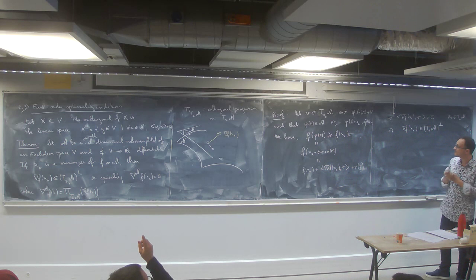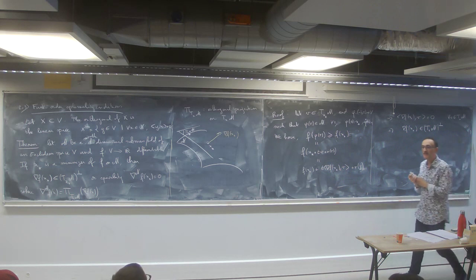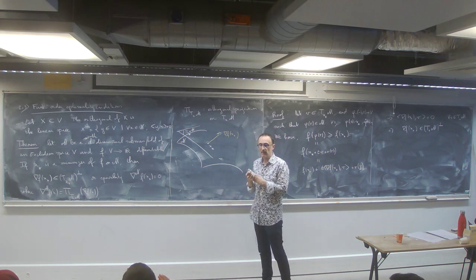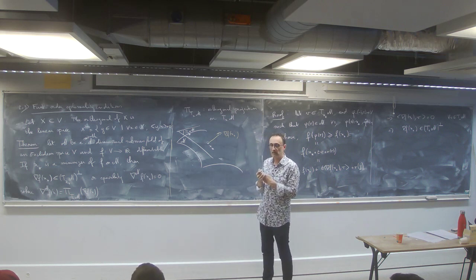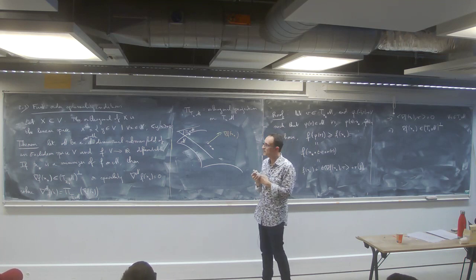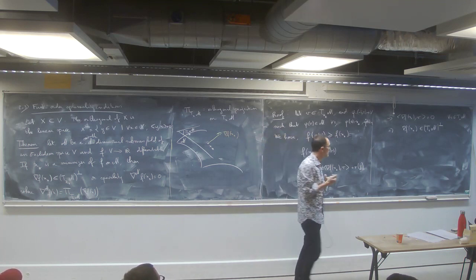Other questions? Yes? Simply put, could we say that because x star is a minimizer, the gradient on the manifold has to be 0, and the only non-zero component that remains has to be perpendicular to that manifold? Yes, exactly.